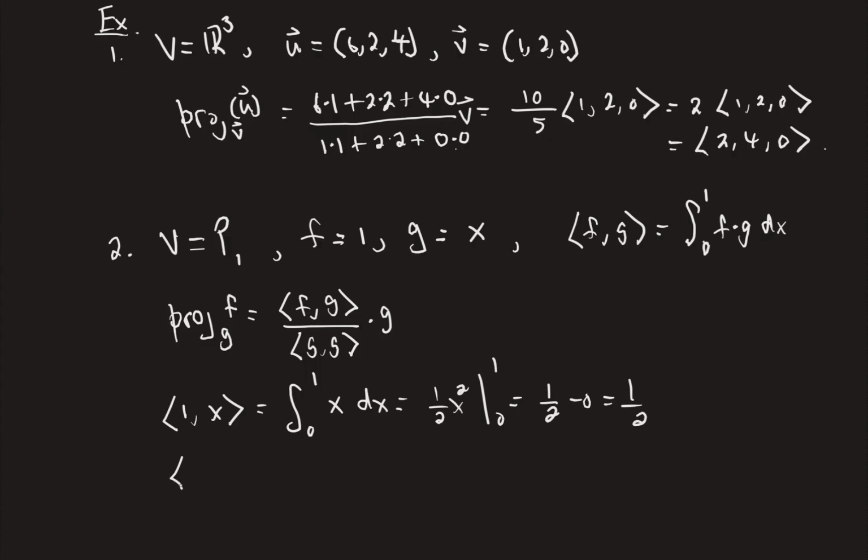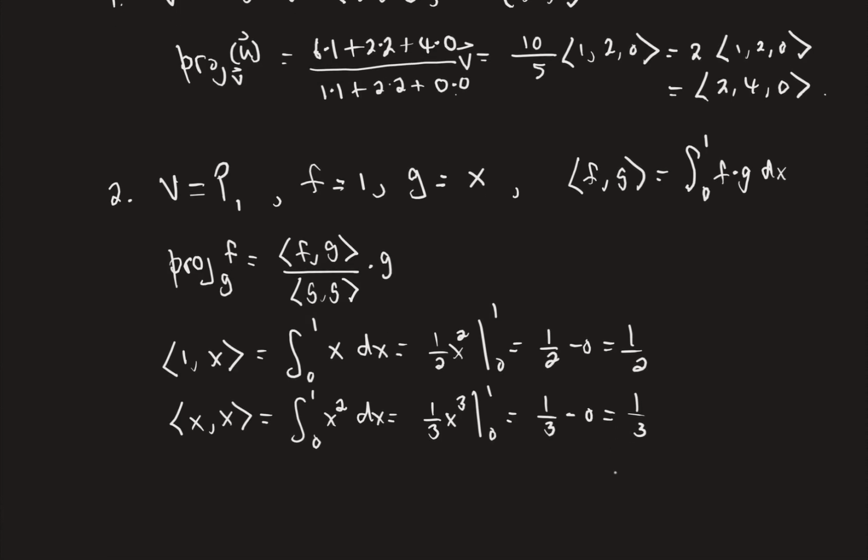Now let's take a look at the inner product of g and g, so that's x comma x. Multiply those and integrate, so we'll go from 0 to 1 of x squared dx. When we integrate that, we'll have 1/3 x cubed from 0 to 1. Again, something pretty straightforward: we have 1/3 minus 0, so we have 1/3.